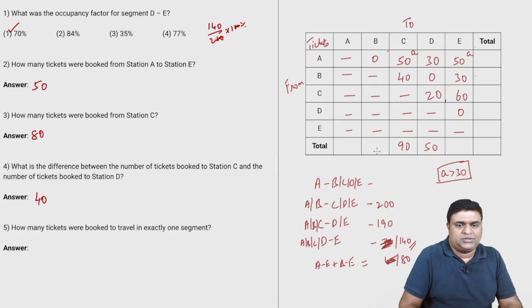How many tickets were booked to travel in exactly one segment? Only one segment means A to B or B to C, like that. A to B is 0, B to C is 40, it's just this diagonal over here, and finally D to E. You add these four, you're going to get 40 plus 20, which is 60.